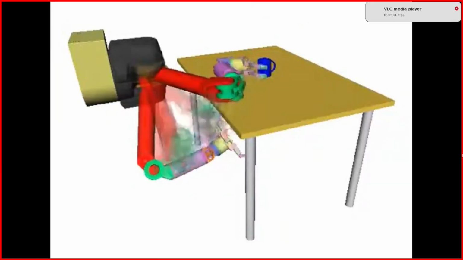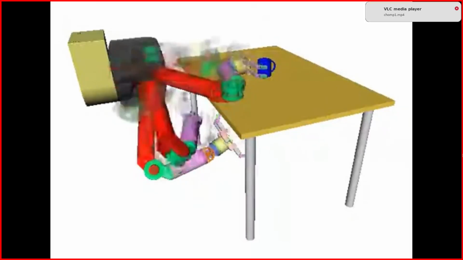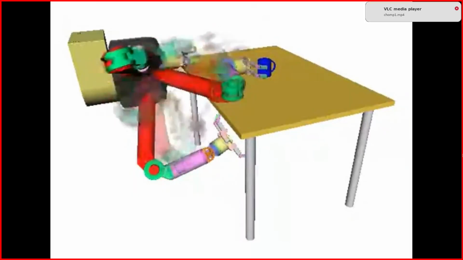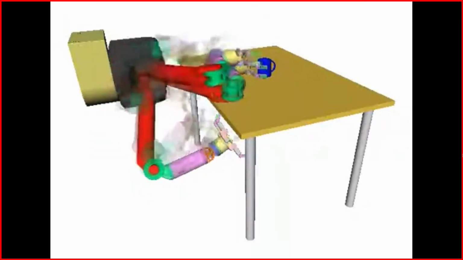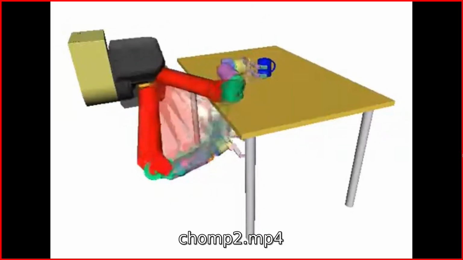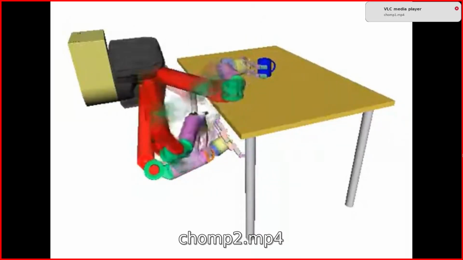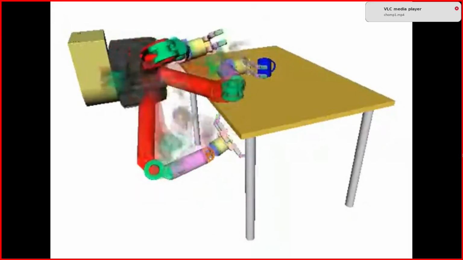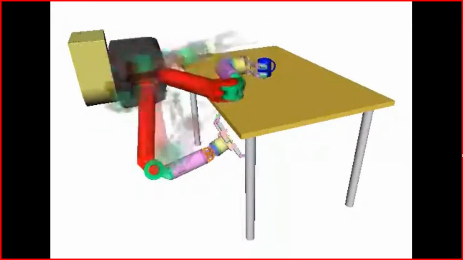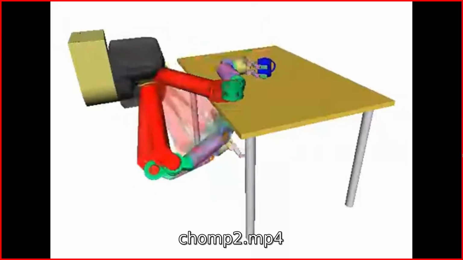So for example, here's the manipulator arm, where we start with a path which is in collision, and CHOMP is actually able to move this out of collision and also arrive at a very smooth path, which is also optimizing the clearance from the environment.